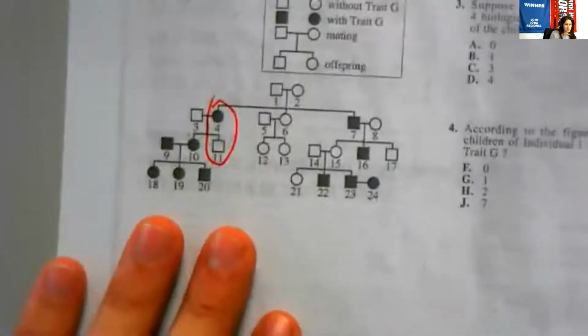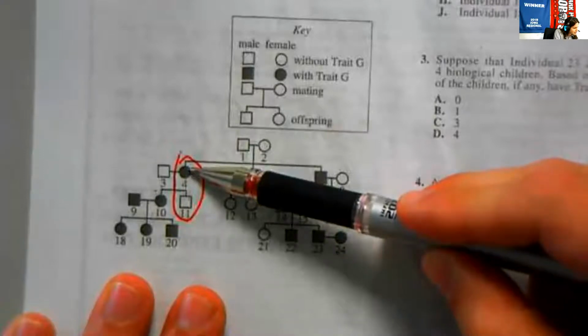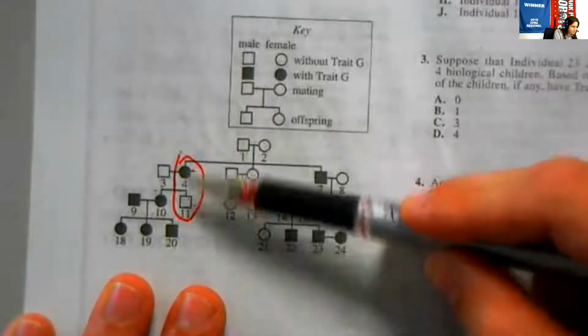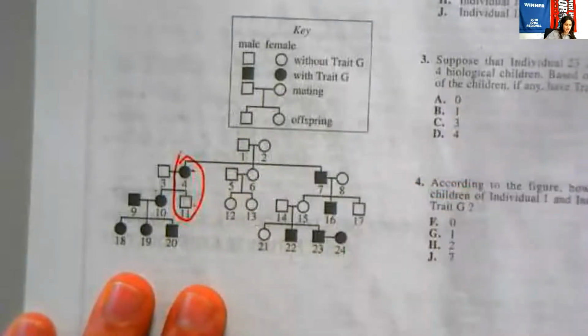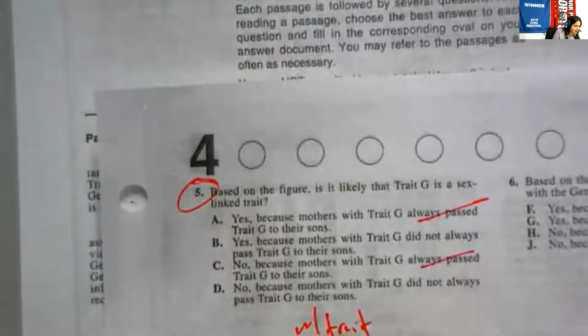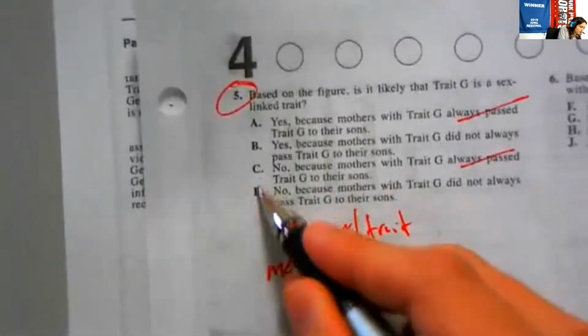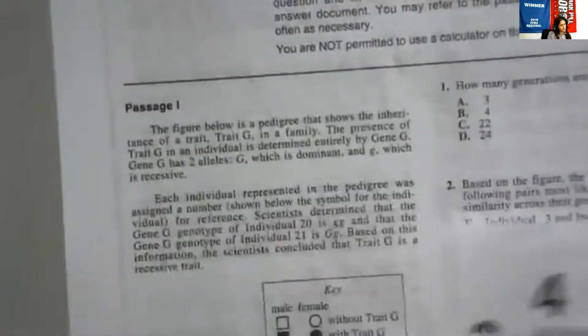So you're going to look over here for mothers passing to sons, mothers with the trait passing to. So here's a mother with the trait who has a son who does not have the trait. So it does not always, so you could cross out options. The always pass, did not always pass, so it's a no because they did not always pass. And you had to look for a contradiction there. Mother always passing or not always passing to their sons.